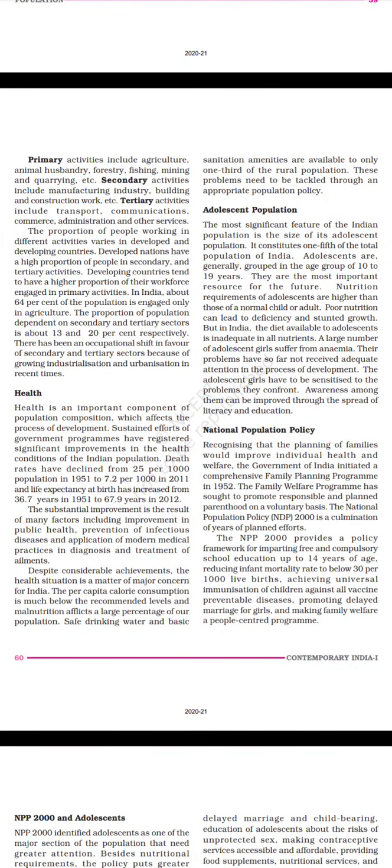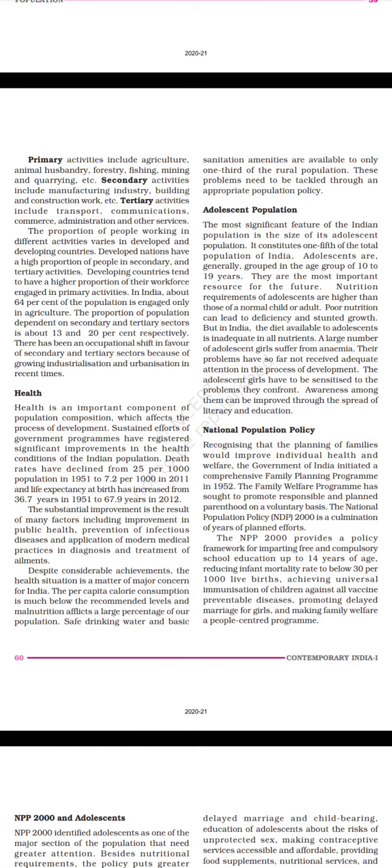Primary activities include agriculture, animal husbandry, forestry, fishing, mining, and quarrying, etc. Secondary activities include manufacturing industry, building and construction work, etc. Tertiary activities include transport, communications, commerce, administration, and other services.